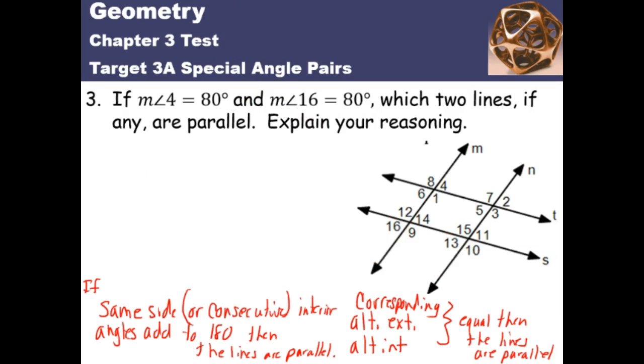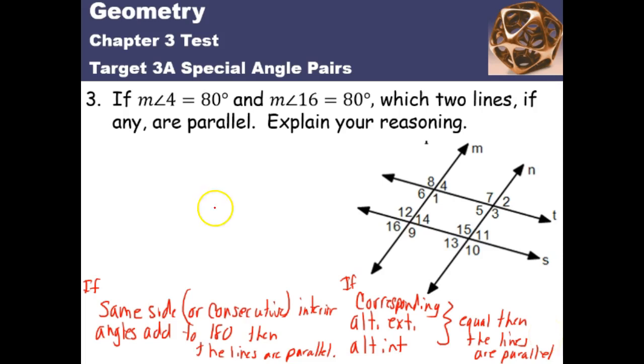Alright, for number 3, we're going to use the same principles here. Again, if same side or consecutive interior angles add up to 180, then the lines are parallel. And if, I should probably put a little if here, good, we're on red. If corresponding, alternate exterior, or alternate interior angles are equal, then the lines are parallel.